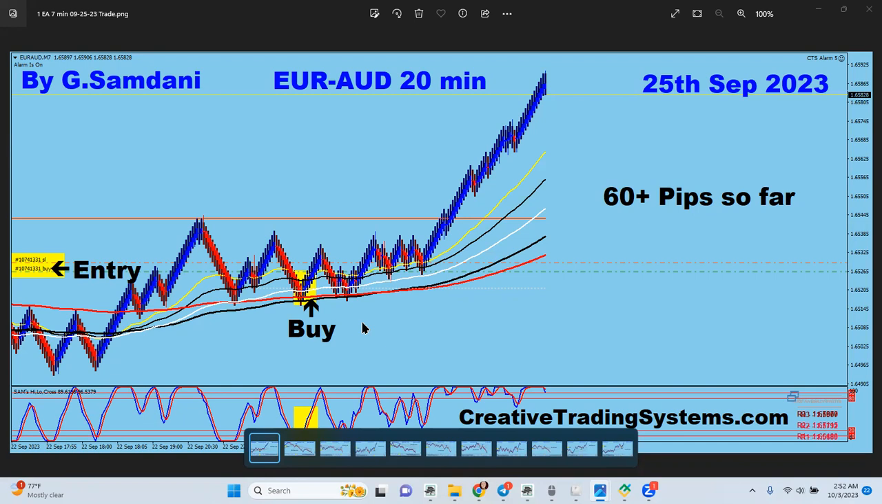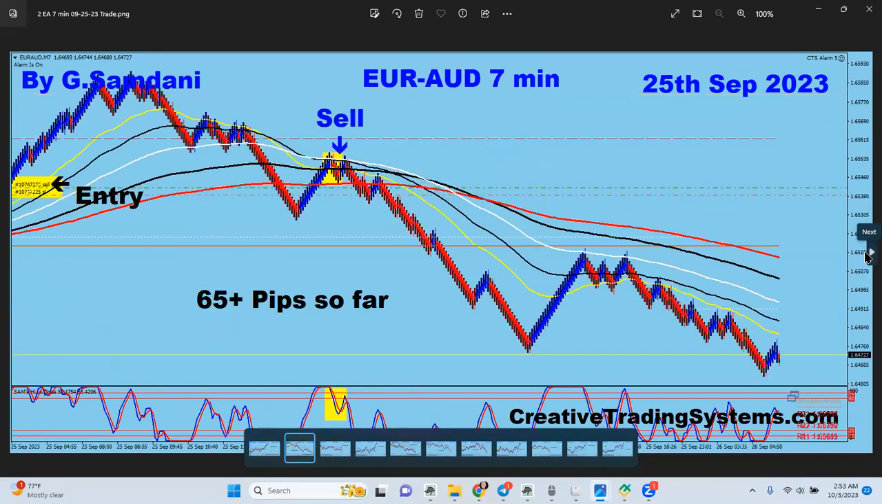By the way, not only the setup, but these entries are taken by the EA, by my EA expert advisor robot. So I have to have the setup with 4 conditions, and then my EA opens up the trade. Right. So this is the first one, EUR-AUD 25.